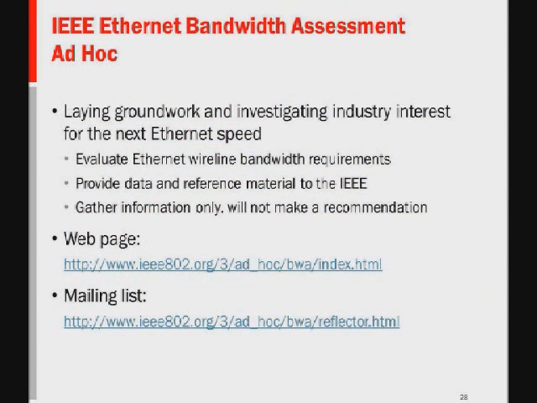So what's going on right now is that there's what's called an ad hoc in the IEEE, and what they're doing really is they're laying the groundwork and investigating all the requirements for the next Ethernet speed. They're not going to make a decision. Their job really is to provide data and input into the IEEE to try and shorten that process. When we built 100 gig, we spent a lot of time in the early IEEE meetings talking about what do we even need. So the goal here is to get all that data up front so the IEEE process is a little more streamlined and goes a little faster. They have an open web page and a mailing list if you'd like to join them.